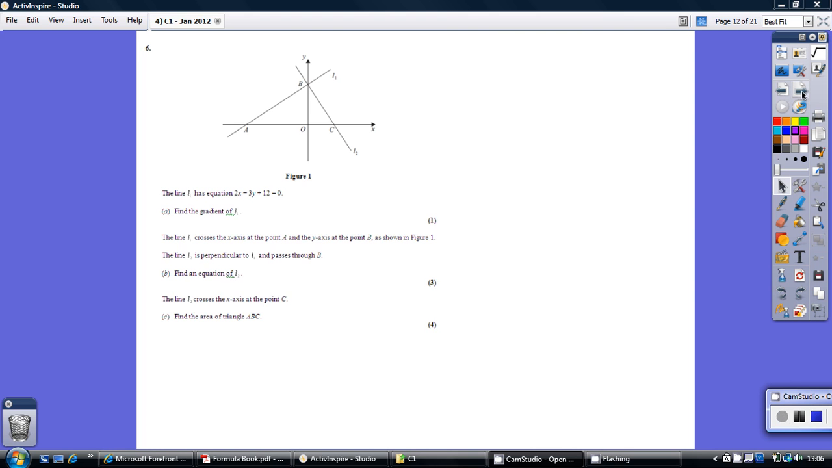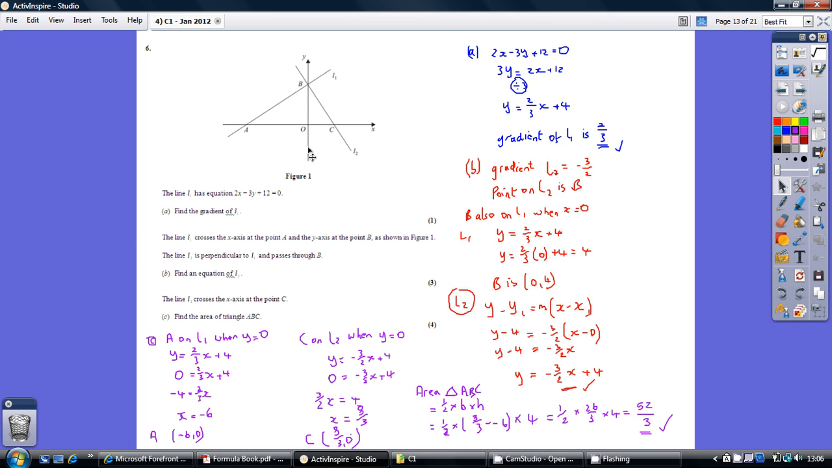Here's question 6, have a go. So, for part A, find the gradient. So basically we just need to rearrange this into the format of y equals mx plus c, with m being the gradient. So let's get the y on its own.